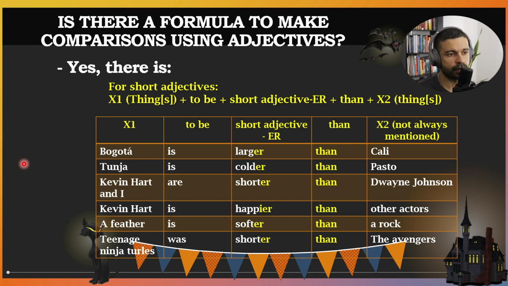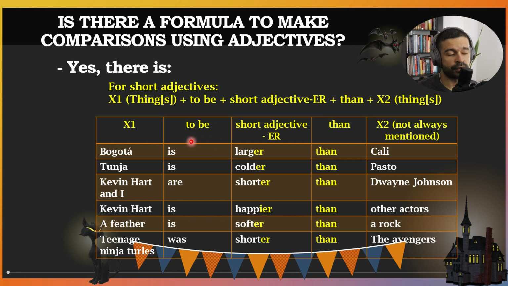Let's see some examples here taken from the previous slide. Bogota is larger than Cali. Tunja is colder than Pasto. Kevin Hart and I are shorter than Dwayne Johnson. Kevin Hart is happier than other actors. Notice what happens here. Remember that happy ends in Y, and happy has 2 syllables. That's why we change letter Y by IER, and then we have happier. This, remember, is an exception. That's why it belongs in the short adjectives category.